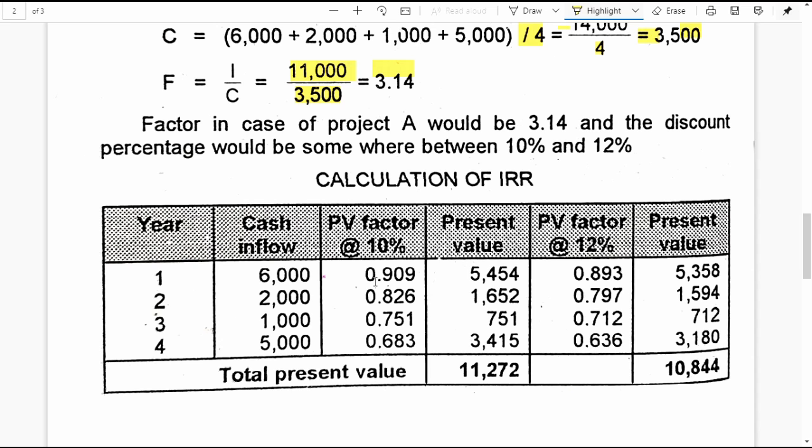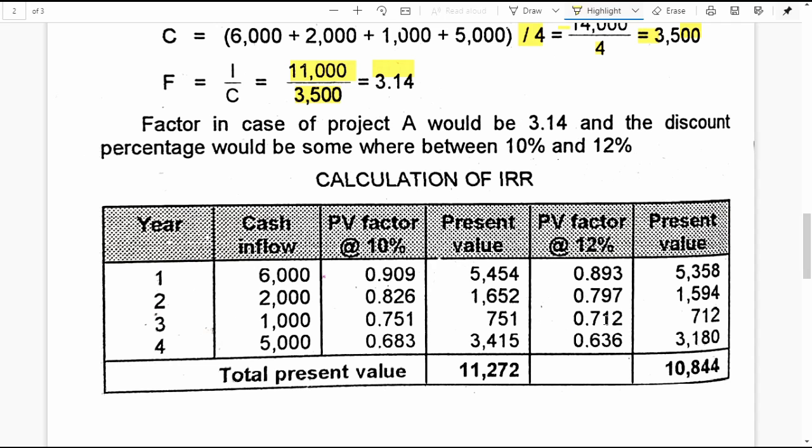Now 6,000 into 0.909 has given us 5,454. 2,000 into 0.826 has given us 1,652. 1,000 into 0.751, it is 751 rupees. Then 5,000 into 0.683 has given us 3,415. Altogether, the total of present value of cash inflows for project A at 10% discount rate comes to 11,272. Now the next rate we should try is 12%.